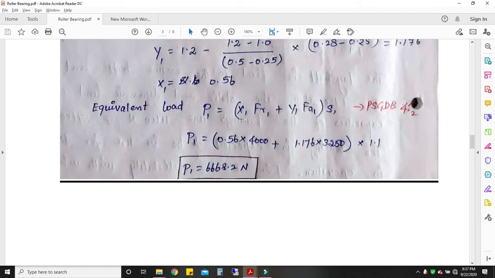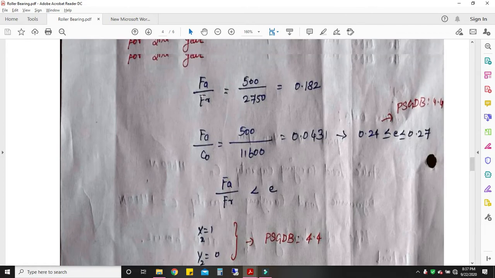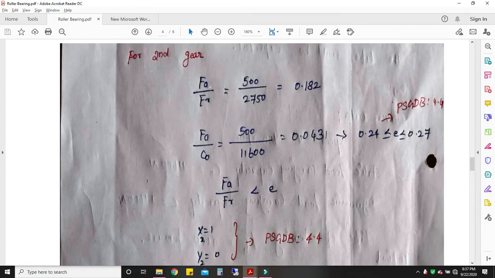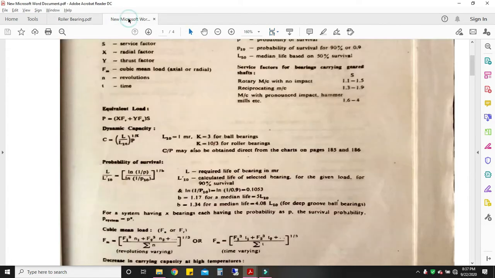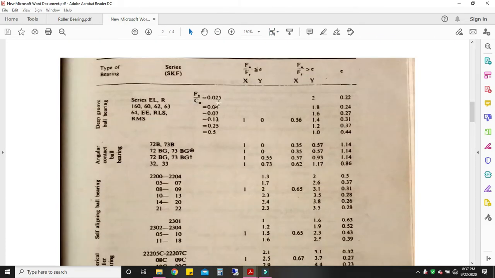In the same way, we have to find out the equivalent load for gear 2. For gear 2, first find out the FA by FR ratio, that is 0.182, and then find out the FA by C0 value, that is 0.0431. The value of FA by C0 is 0.0431. Come to Design Data Book page number 4.4.